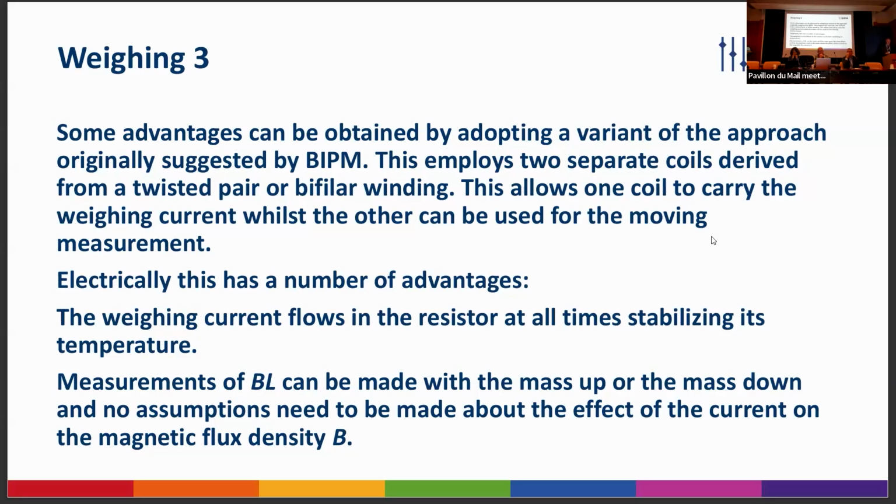And also, you can measure BL with the mass up or with the mass down, and no assumptions need to be made about the effect of the current on the magnetic flux density. There's also another advantage in that effectively this can be applied to those two different kind of balances, because effectively the alignment of the balance will change when the mass is up or mass is down if you're not very careful about it.